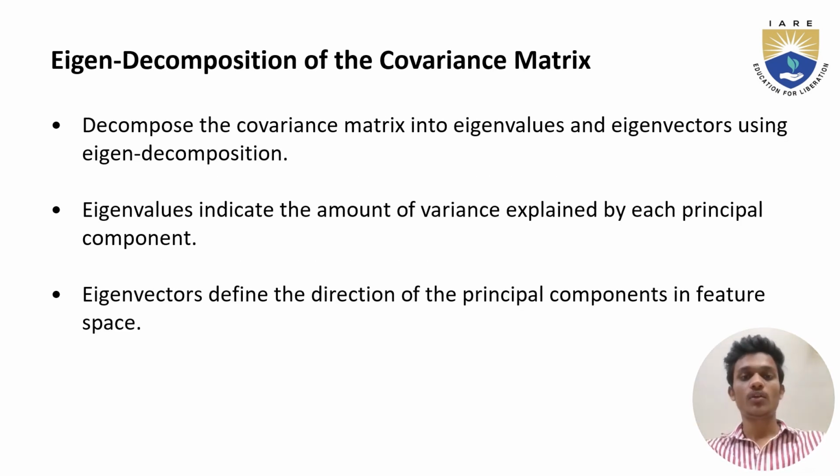Eigen decomposition of the covariance matrix. Decompose the covariance matrix into eigenvalues and eigenvectors using eigen decomposition. Eigenvalues indicate the amount of variance explained by each principal component. Eigenvectors define the direction of the principal components in feature space.